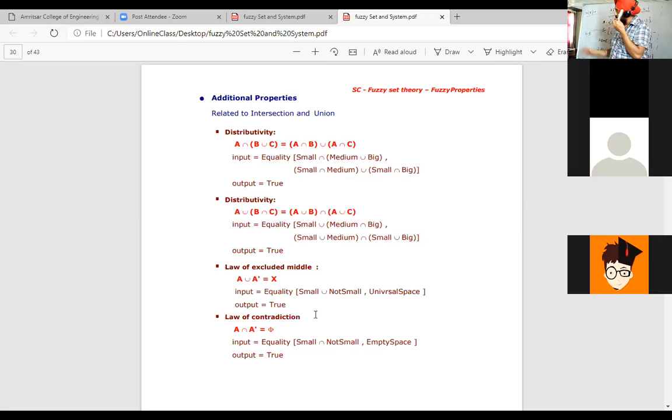In that case, you will first write the distributive property, then solve the left hand side, then solve the right hand side, and you will prove at the end that LHS is equal to RHS. Such questions can also be there, where sets A, B, C, D are given.